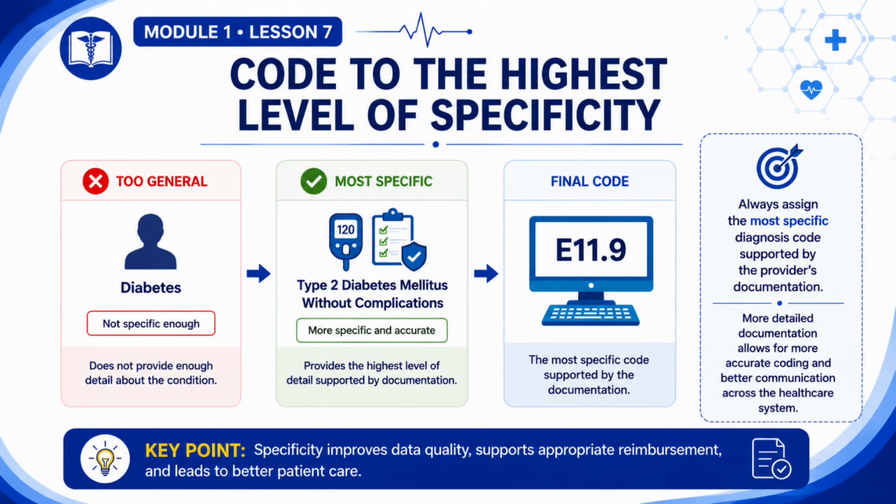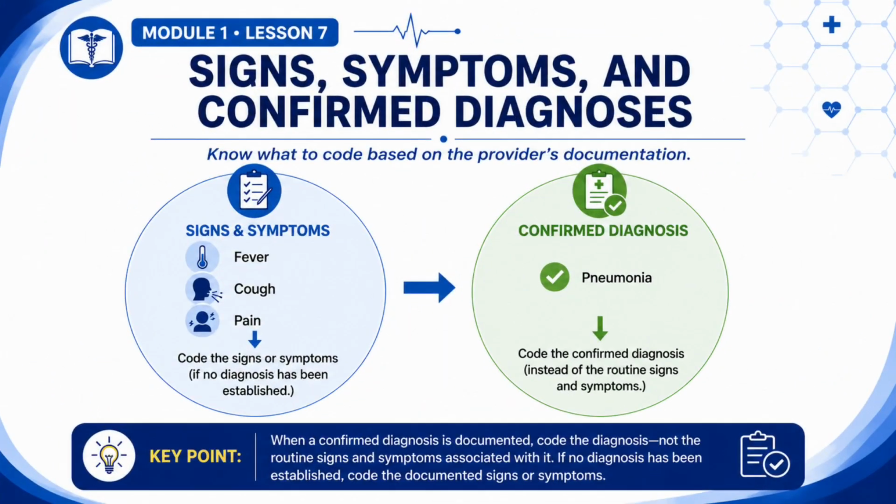Always assign the most specific diagnosis code supported by the provider's documentation. Avoid choosing a general code when a more detailed one is available. Coding to the highest level of specificity improves accuracy, communication, and reimbursement. When a provider documents a confirmed diagnosis, you generally report that diagnosis instead of the routine signs and symptoms associated with it. However, if no definitive diagnosis has been established, you may code the documented signs or symptoms. Always follow the official ICD-10-CM Coding Guidelines.